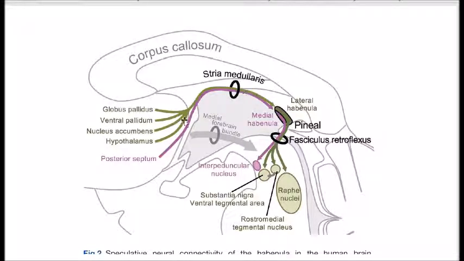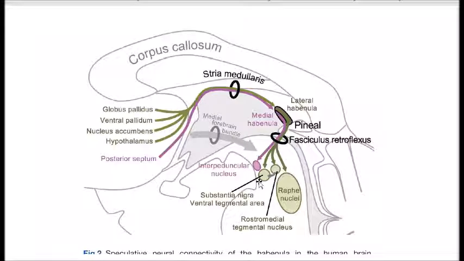And that green input goes to the lateral habenula. And then from the posterior septum, we'll worry about the septum later, goes to the medial habenula. And you'll notice in green, the outputs of the lateral habenula come to the raphe nucleus, so it controls serotonin, but also to the ventral tegmental area, the area that puts dopamine into the nucleus accumbens.